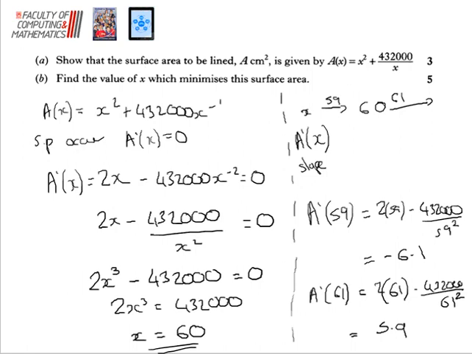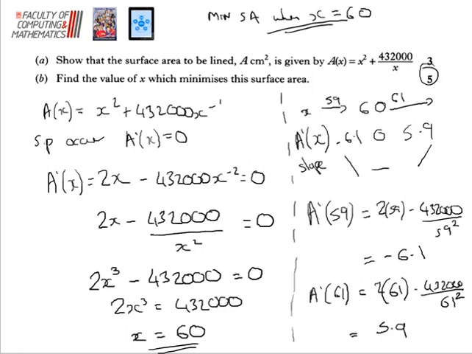Okay, so when it's 59, it's minus 6.1, which means it's going down. We know at 60 it's a stationary point, so it's 0, and at 61 it's 5.9, so it's going up the way. Okay, so the minimum surface area when x is equal to 60. Okay, and that's all 5 marks there. Job done. 5 out of 8. Tricky question. Not a problem.